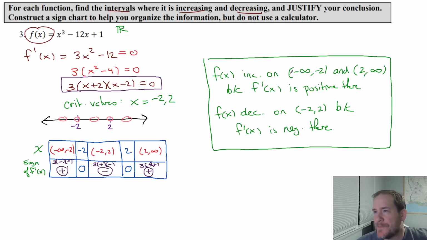So that's 3. Hopefully I can go through the other ones a little more quickly. If you guys understand how to do the derivative and factor and build a sign chart, then I'll go through it a little faster on the next few problems.